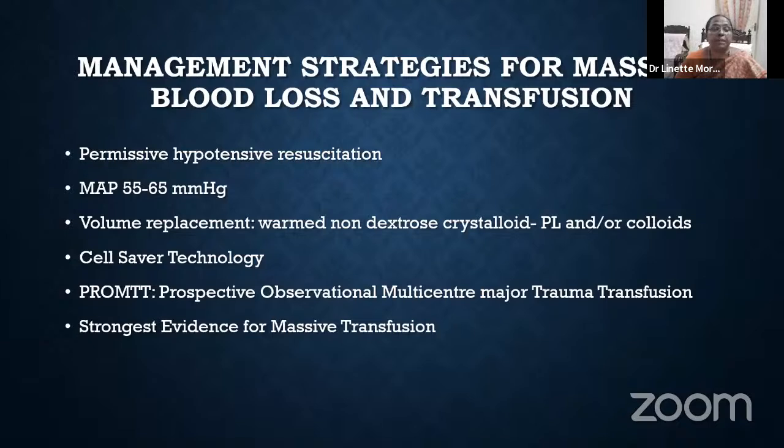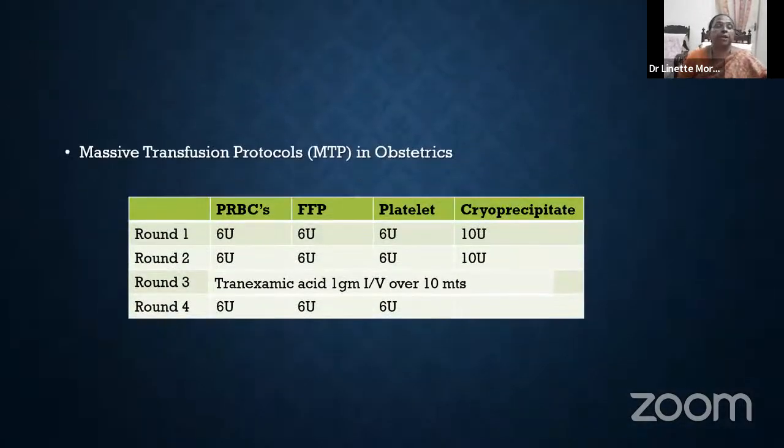Now, PROMMTT is a very important piece of evidence for the massive blood transfusion protocol, which was initially started for trauma patients, but has been extrapolated to obstetric patients also. It is a prospective, observational, multi-center major trauma transfusion study. Now, this is a massive transfusion protocol, which has been taken from the FIGO guidelines 2022.